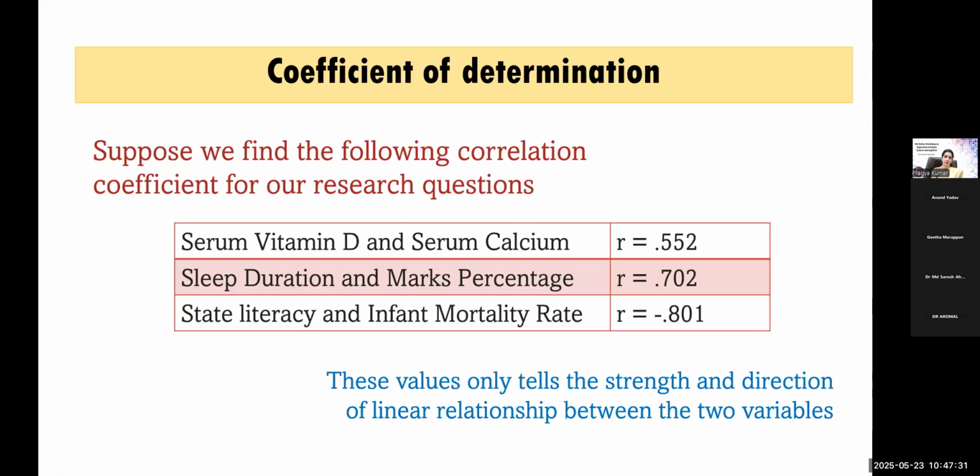And this is the coefficient of determination, which is known as R square. So you square this R, which is the correlation coefficient. Let's say the correlation between serum vitamin D and calcium is 0.552, or the correlation between sleep duration and percentage of marks is 0.702, or the correlation between state literacy and infant mortality rate is minus 0.801. So these values tell us the direction and linear relationship.